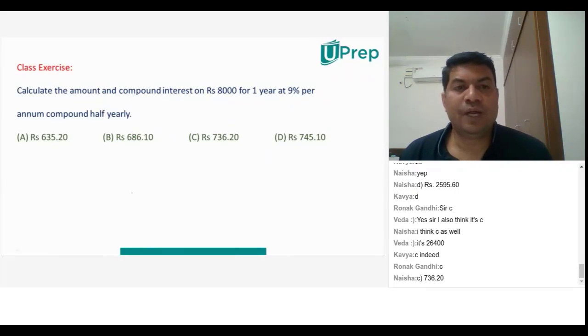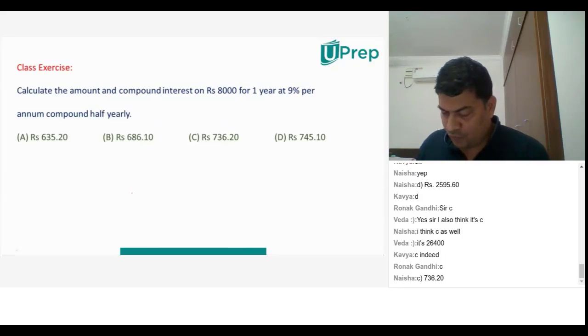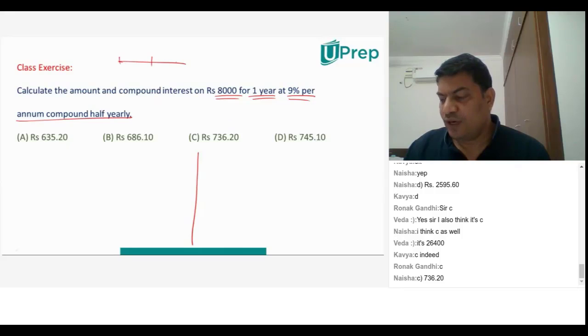Okay. So as a closing question, I'll explain this using both formula and without formula so that everyone gets to learn how we solve problems. Calculate the amount of compound interest on 8,000 for 1 year at 9% per annum compounded half yearly. That means I have to do it twice, and 9% means this becomes 4.5%, 4.5% compounded twice.